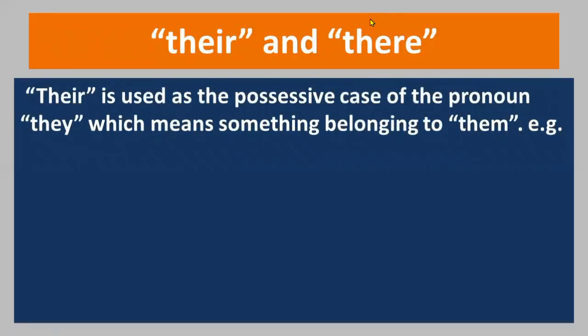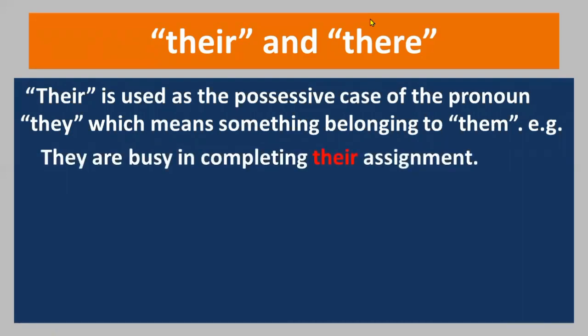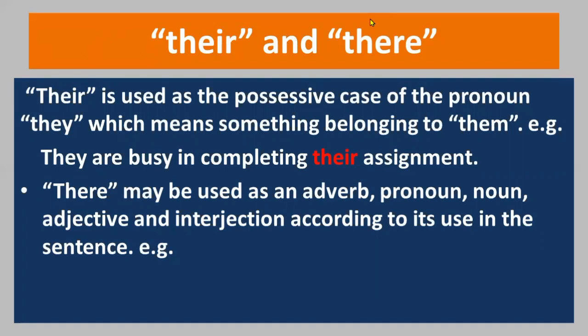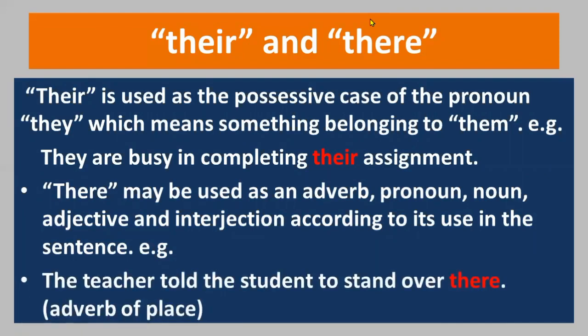Their and there. Their is used as the possessive case of the pronoun they, which means something belonging to them. For example, they are busy in completing their assignment. And now look at the other word, there. There may be used as an adverb, pronoun, noun, adjective, and interjection according to its use in the sentence. For example, the teacher told the student to stand over there. Here, there is used as an adverb of place. So you can easily see the difference between their, which shows possession or something belonging to someone, and there, which is an adverb of place.